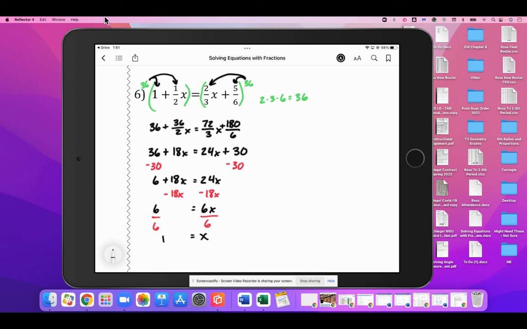So, pretty nasty problem, pretty easy solution once we get the fractions out of the way. So again, the only new thing is just the stuff above the yellow line. That's the only thing that's new. Everything else is exactly the way that we've been doing it up until this point.